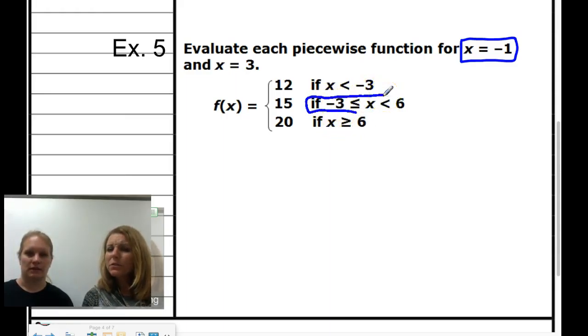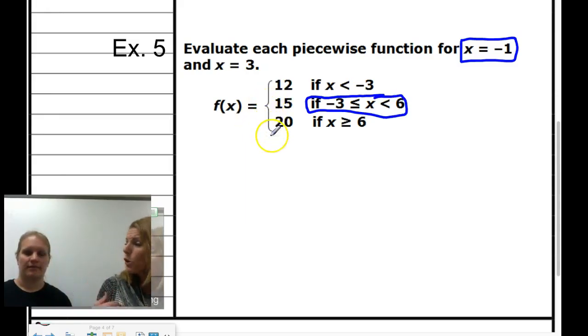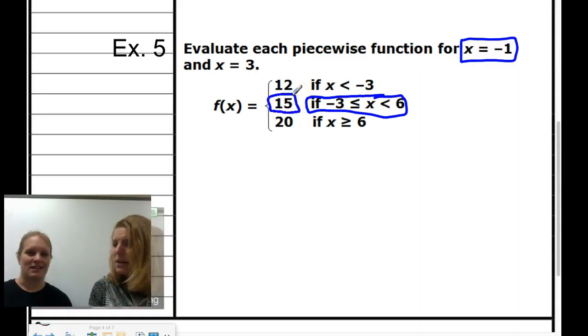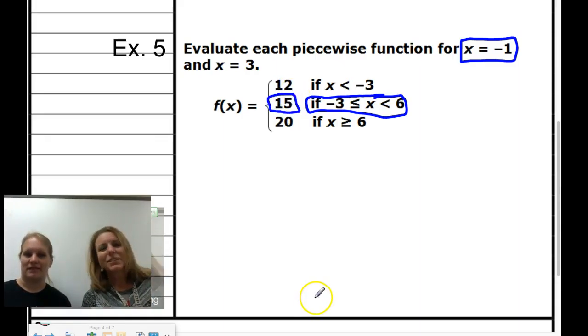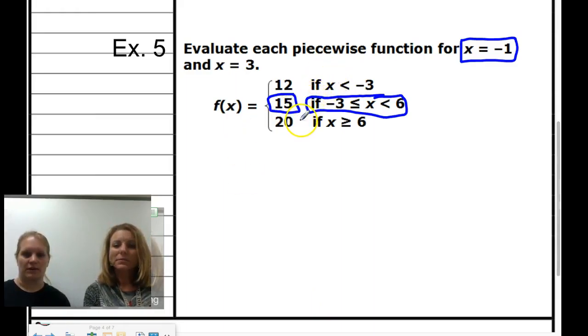But I'm confused because it says x is -1, and before we would plug x into something. Yeah, but there is nothing to plug in. We just take the answer. You got it. It's just 15. And how about x equals 3? It's got to be in the same one, because it's less than 6 but greater than -3.